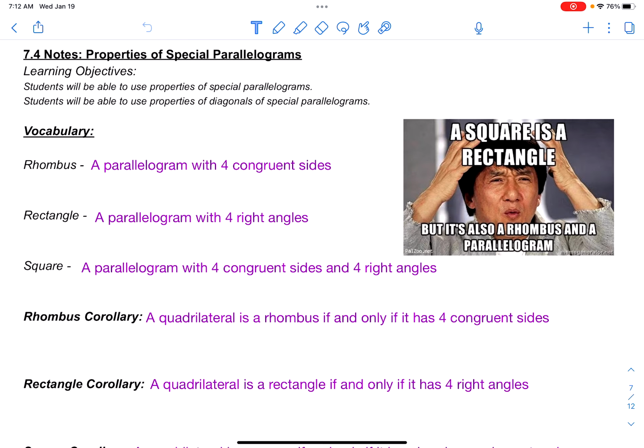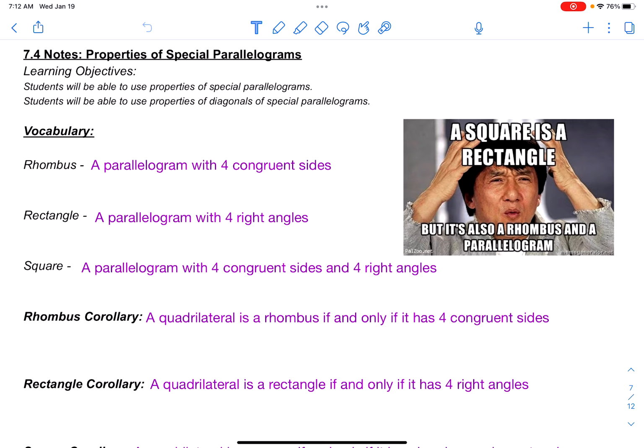So, today we are doing section 7.4. This is properties of special parallelograms. So, this is where I said that we were getting into the different types of parallelograms: rhombuses, rectangles, squares. We do have quite a few definitions to pay attention to here. A rhombus is a parallelogram with 4 congruent sides. Remember, parallelogram just means opposite sides are parallel.